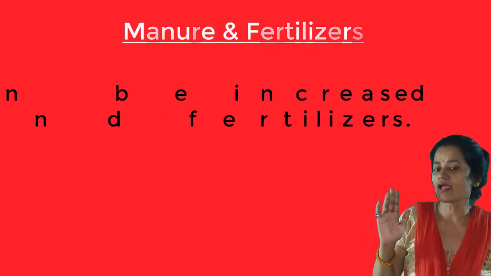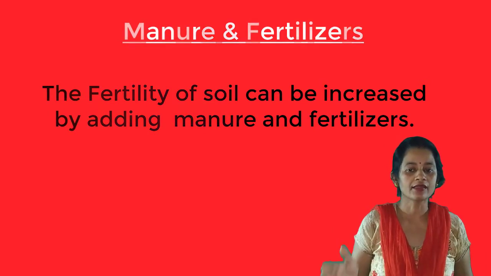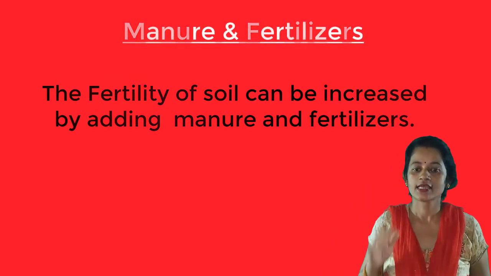The fertility of soil can be increased by adding manure and fertilizers. If crops are grown repeatedly on a piece of land, the nutrients of the soil, that is nitrogen, phosphorus, potassium, etc., get depleted and the soil becomes infertile. So the crop yield is lowered. Manure and fertilizers are added to the soil to make up for the loss of these elements.